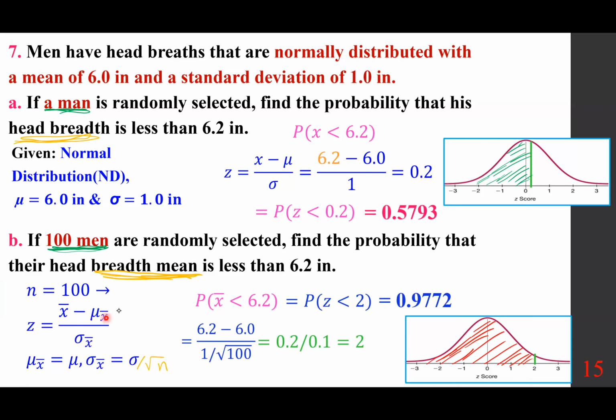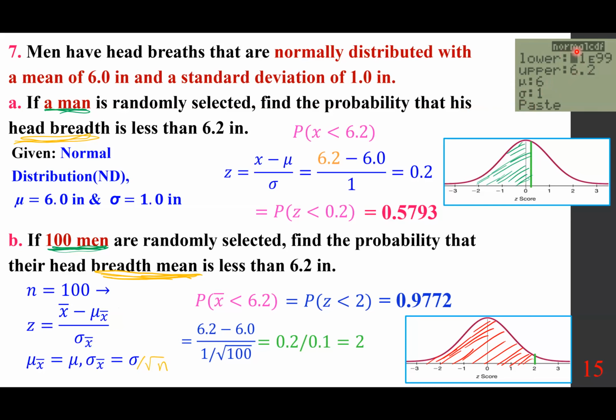Mu of x bar refers to the mean of the means, and sigma of x bar means the standard deviation of the means, okay? And so if we were to do it by technology, I want to go back to the first one, this one.